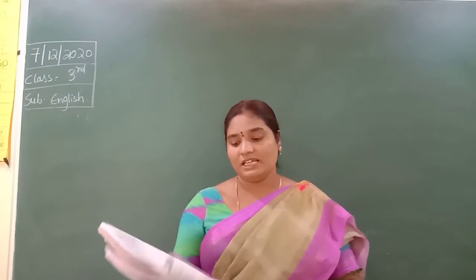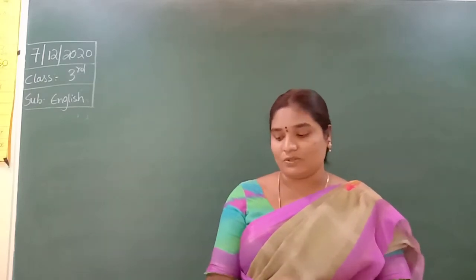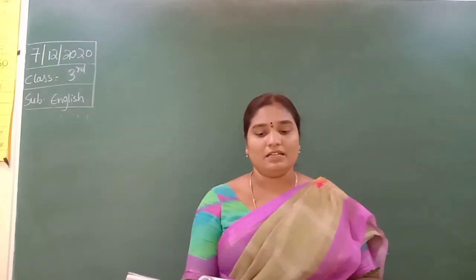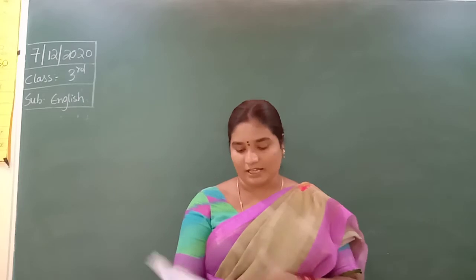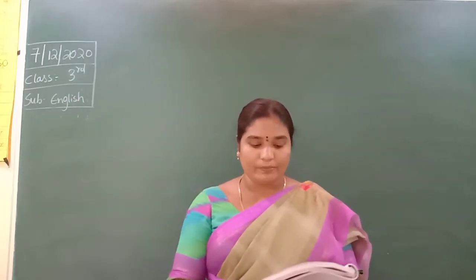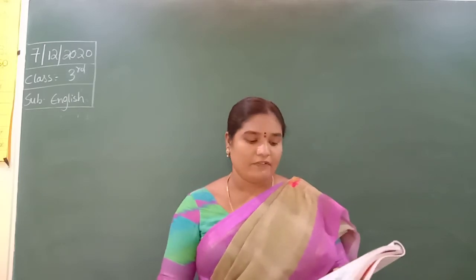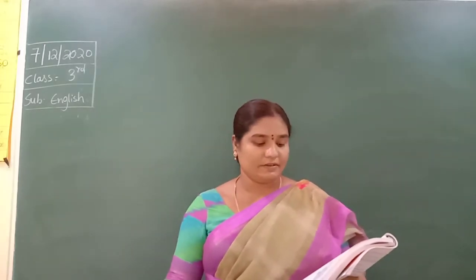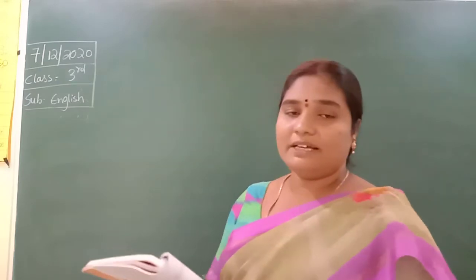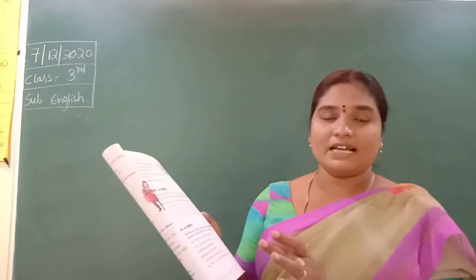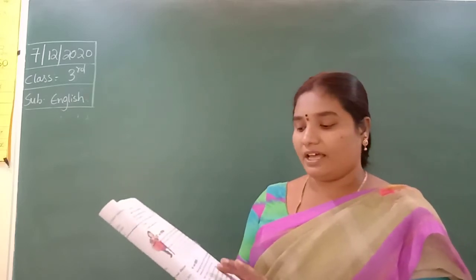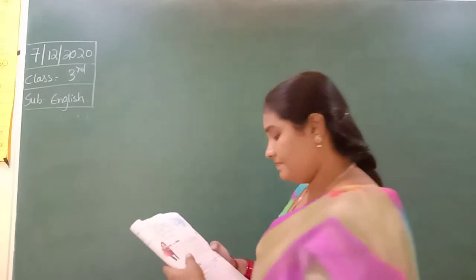Next, arrange the words in each line to make a complete sentence. Look at page number 33. Later started to rain a few minutes. Here the words are jumbled and you have to make them into a proper sentence.